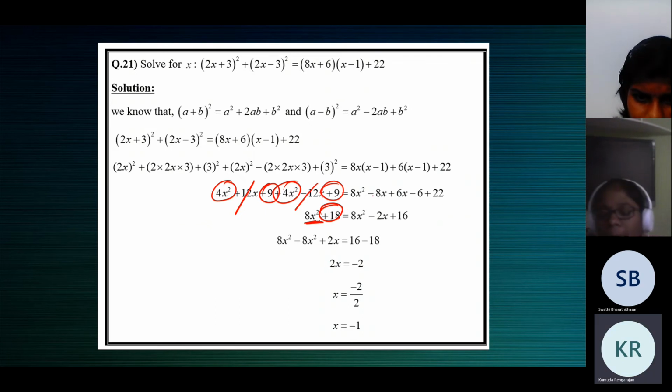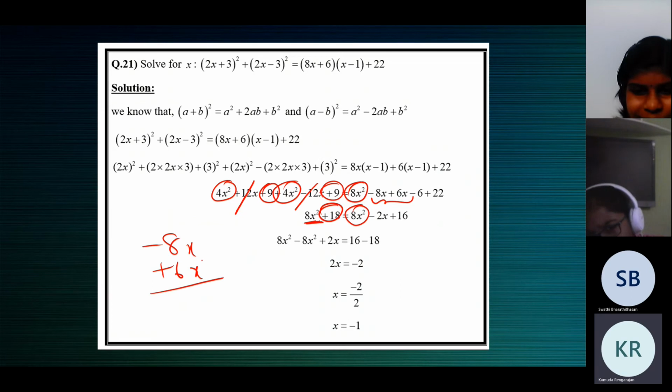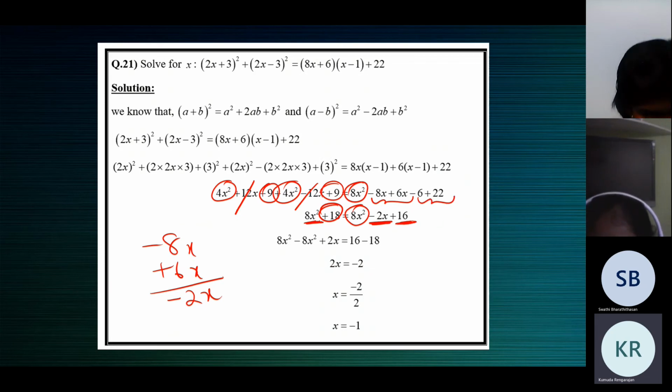On the left hand side, we have 8x squared. On the right hand side, minus 8x plus 2x: different signs. Minus 8x plus 6x: different signs. Subtract 2 and put the sign of the greater number. Minus 2x. And this one is plus 16.